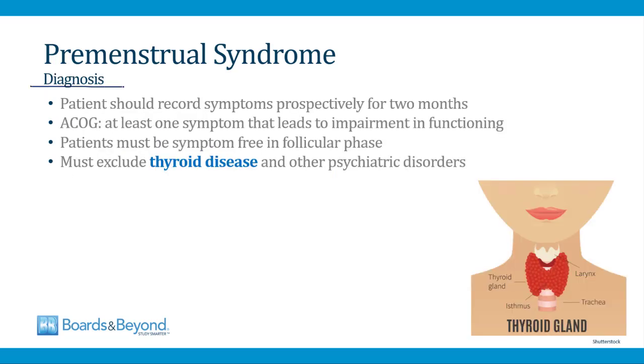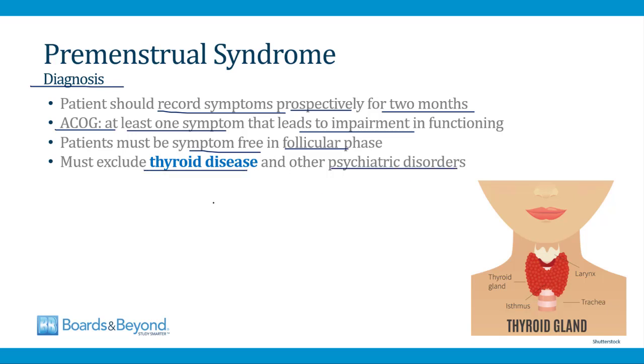The diagnosis of the premenstrual syndrome is made clinically. Many gynecologists ask women to record their symptoms prospectively for 2 months, and the idea here is to confirm that the symptoms come on as menses approach and then resolve when menses are completed. According to the ACOG criteria, patients have to have at least one symptom that leads to impairment in functioning, and then patients also have to be symptom-free in the follicular phase, which means in the next menstrual cycle after menses are completed. And then it's also important to know that you need to exclude thyroid disease and other psychiatric disorders.